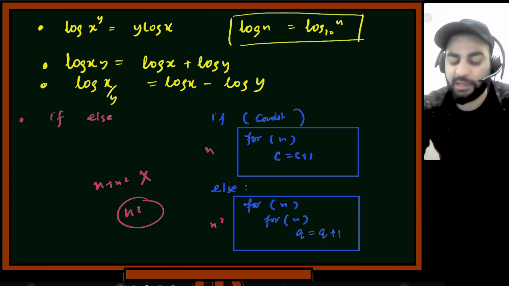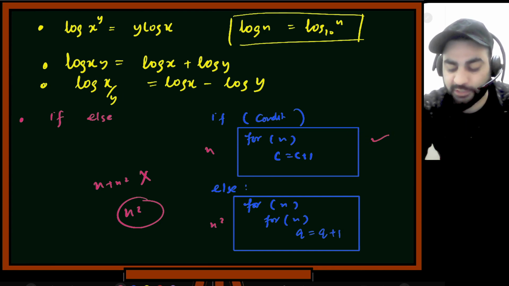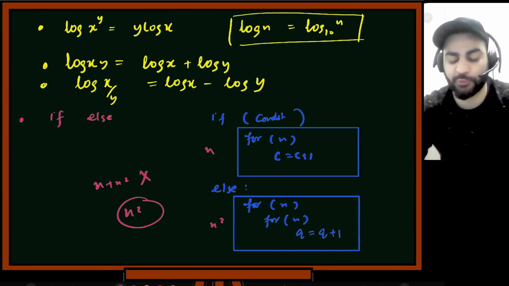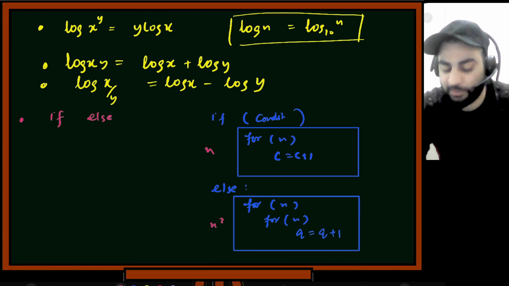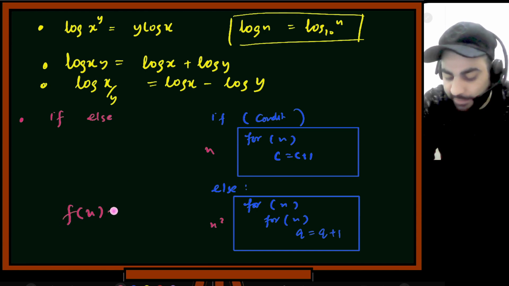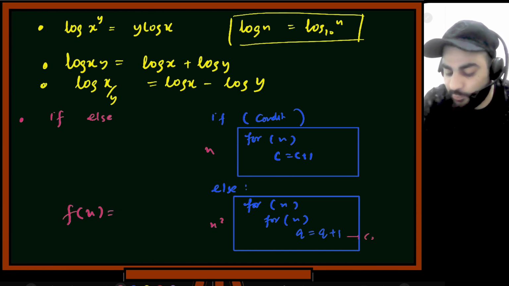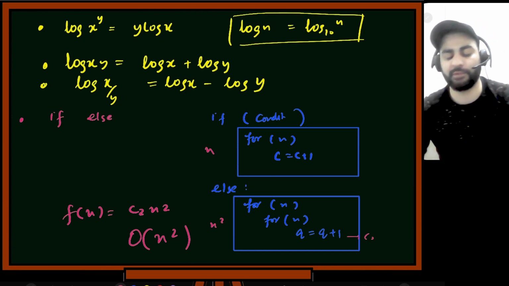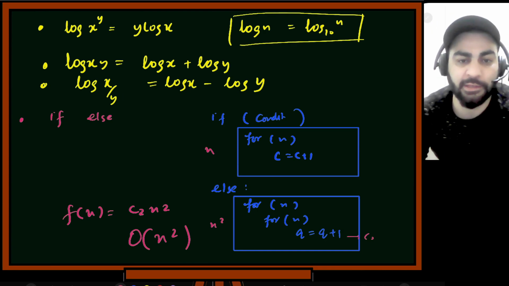Either this will get executed or this will get executed, and we are being safer by saying that most of the time this one will get executed. So we'll write n square for this. What will be the exact function? F of n here will be, let's consider this as c2, so c2 n square. And the worst case complexity, or the big O notation, will be order of n square. Is this clear? How to handle an if else statement?